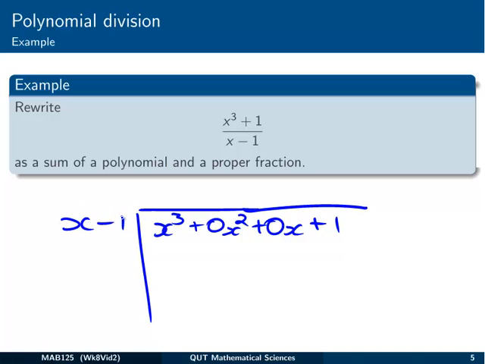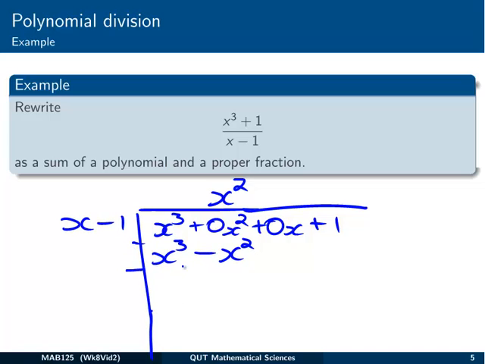Now I don't try to squeeze the whole thing in there. All I have to worry about is the biggest power of x. So I'm going to say, what times x gives me x cubed? Well, it's x squared. x squared times x gives me x cubed. x squared times minus 1 is going to give me minus x squared.